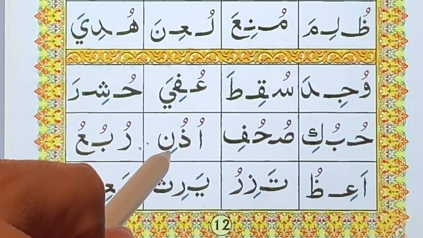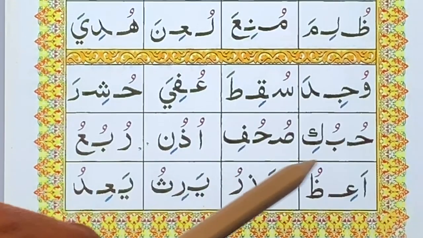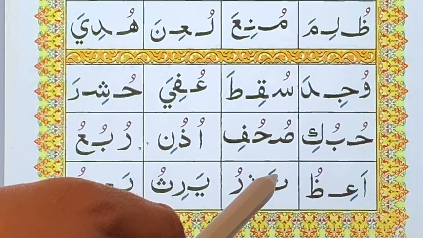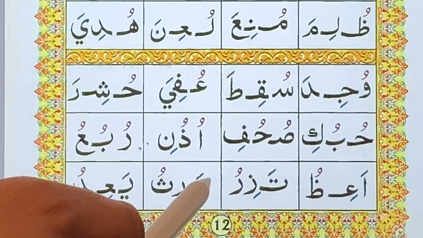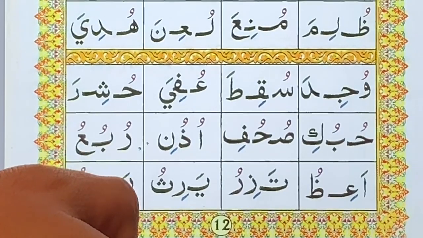U, dhu, ni. Ru, bu, u. A, i, dhu. Ta, zi, ru. Ya, ri, thu. Ya, i, du.